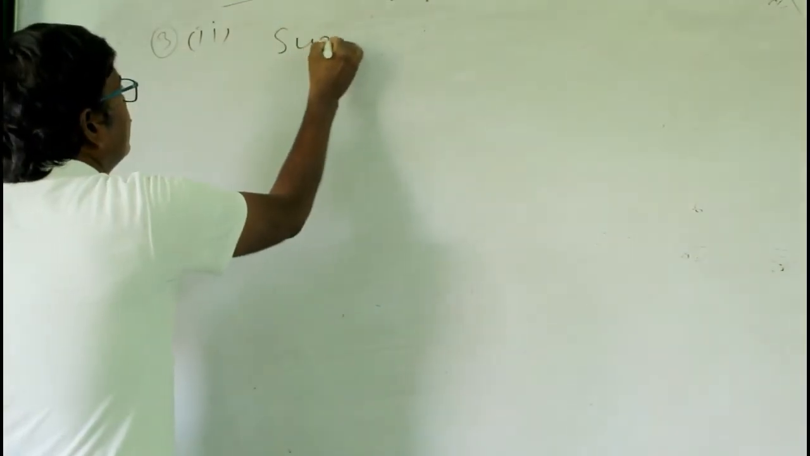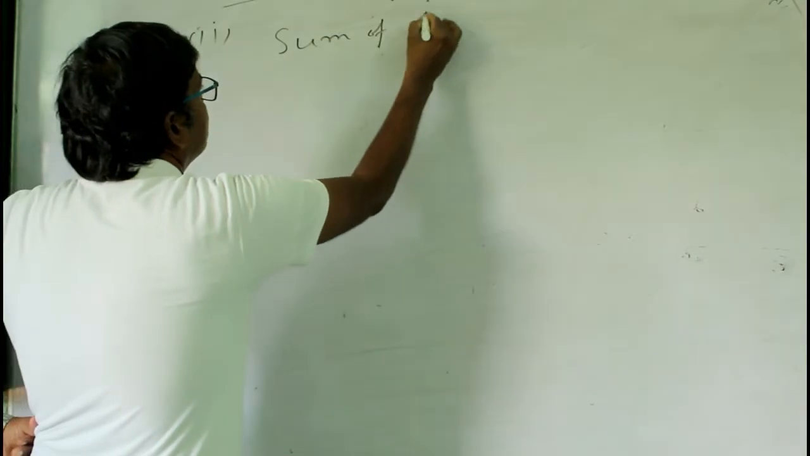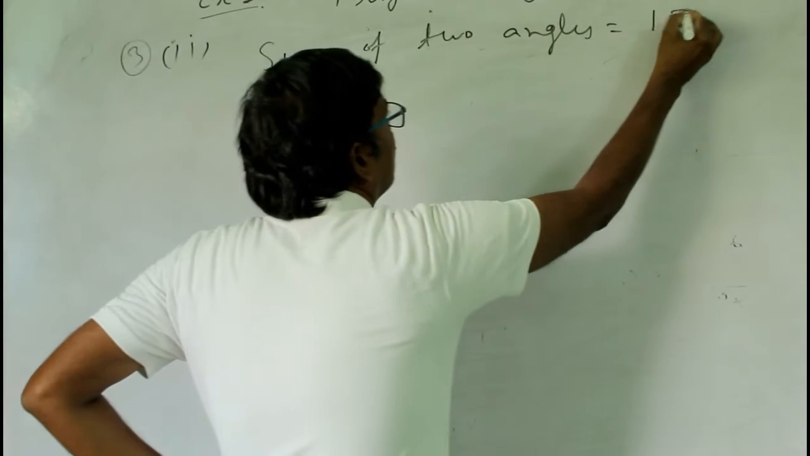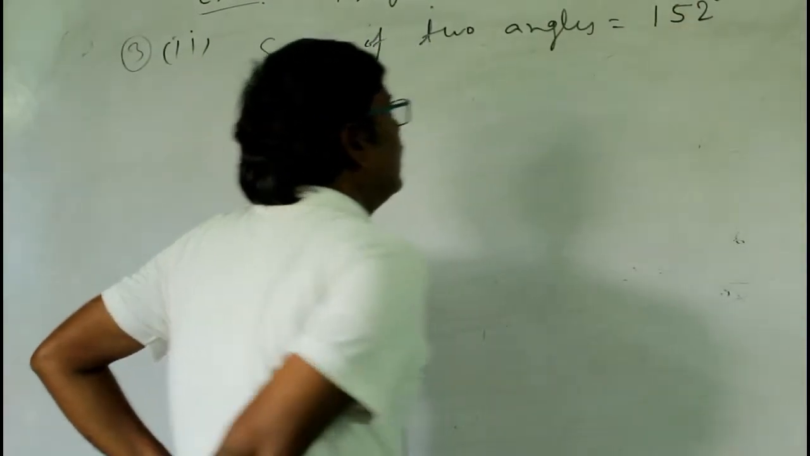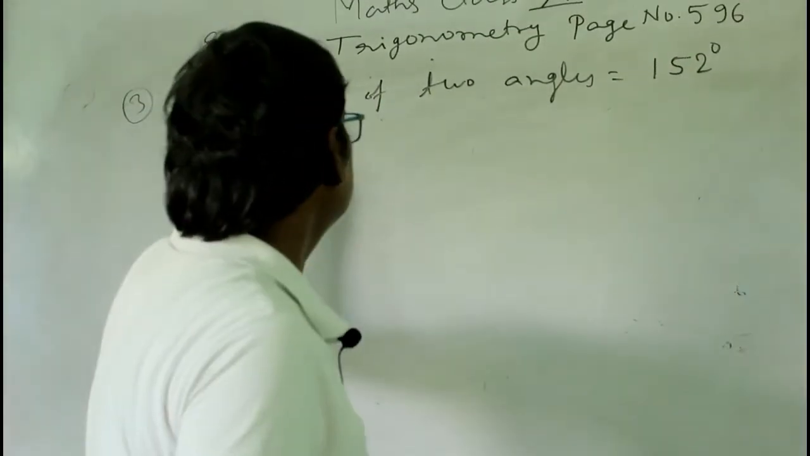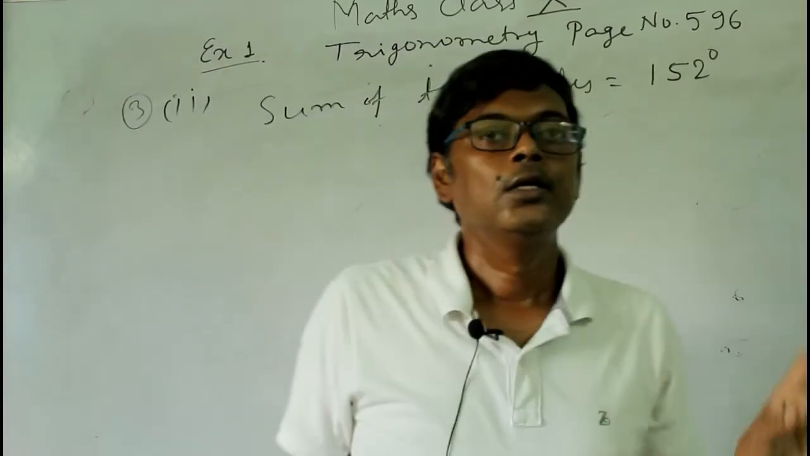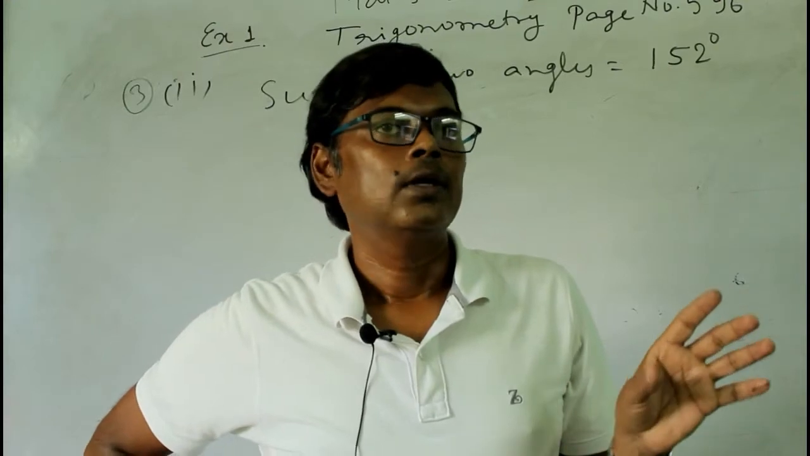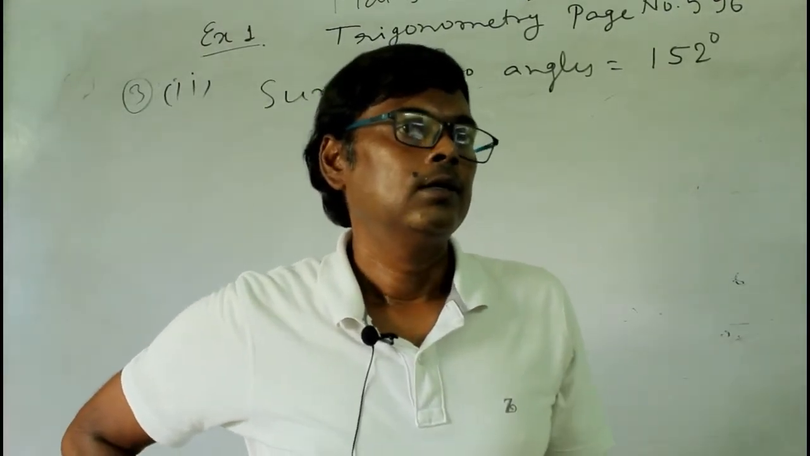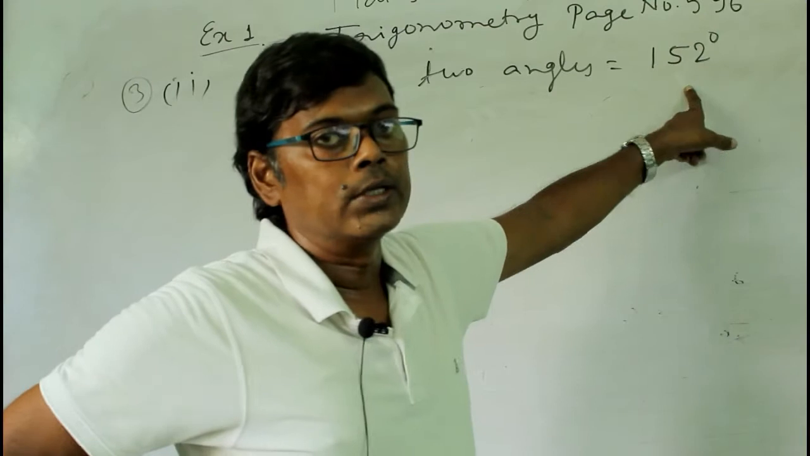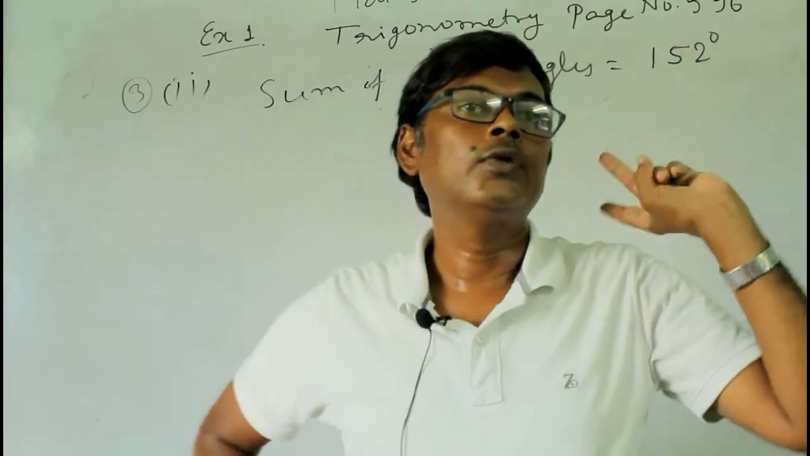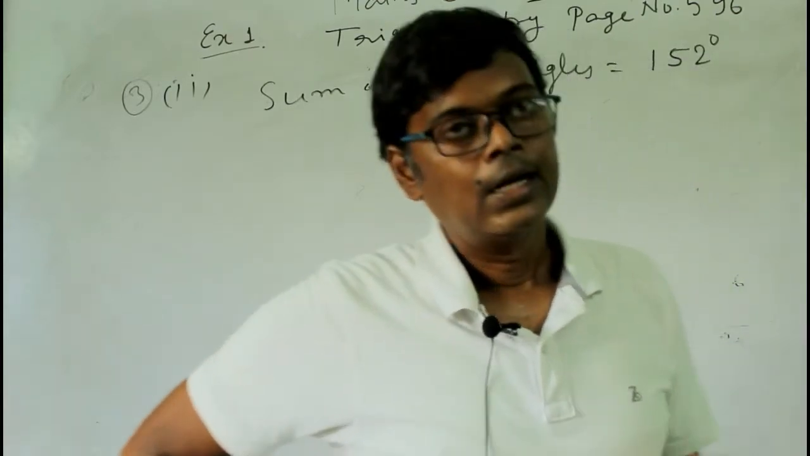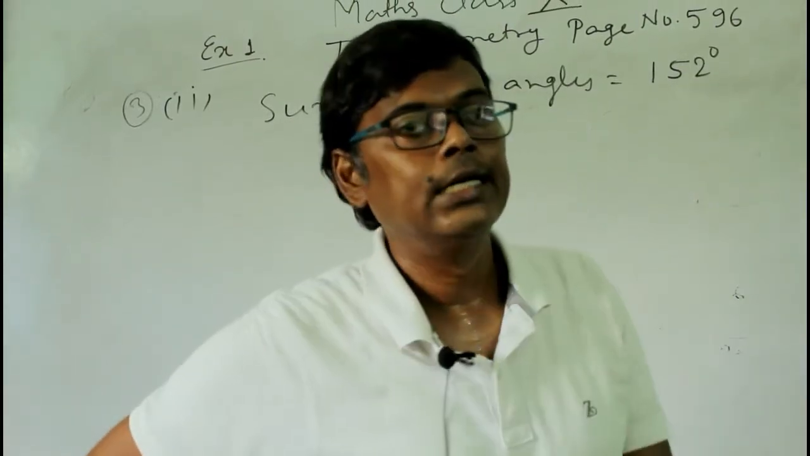Sum of two angles is equal to 152 degree, and now two angles are there. Each angle is actually numerically equal. That is, there are two parts of 152, and one part is in degrees and the other part is in grades.